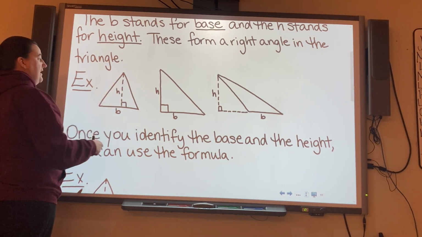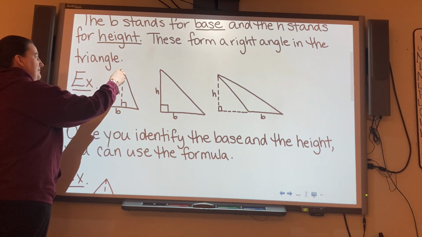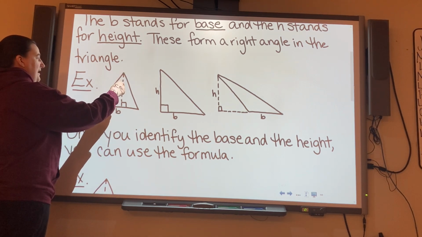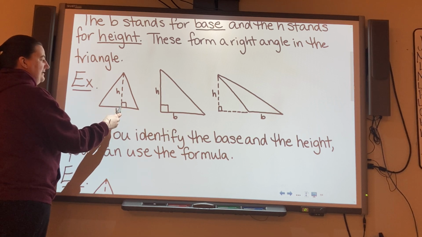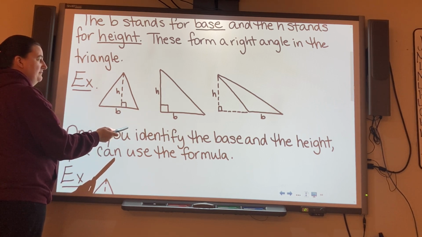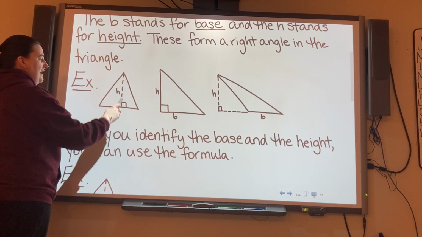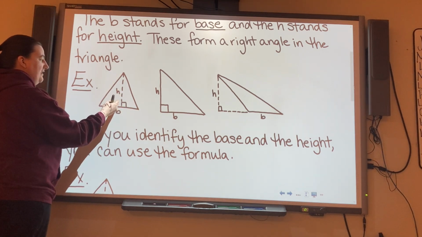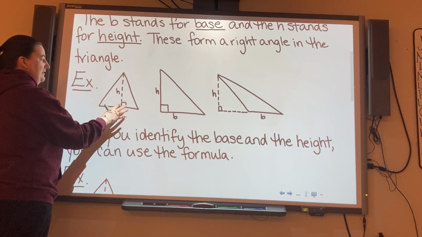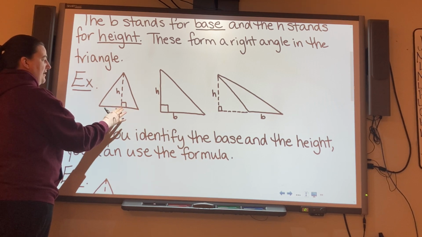In a regular old triangle, the height is going to be a dotted line that comes down and hits the base to make that right angle. So your height's going to be on a dotted line, your base is wherever that dotted line hits to make the right angle. So where they make the right angle, there's the base on the bottom, there's the height as the dotted line.